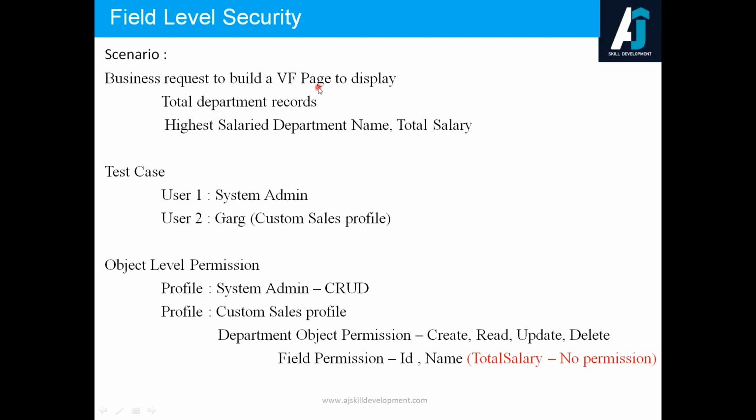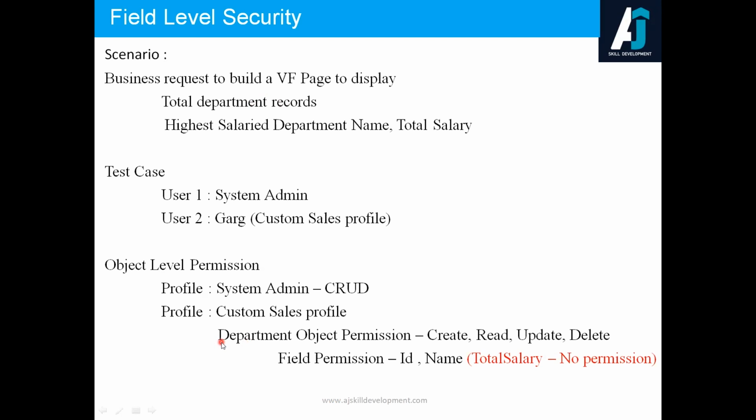We need to build a VF page to display total department records as well as the highest salaried department name as well as the highest salary of that department. This is what we need to build, similar to the scenario we had with object level security. The only difference here is the user, customer sales profile garg. This time garg has object level permission.